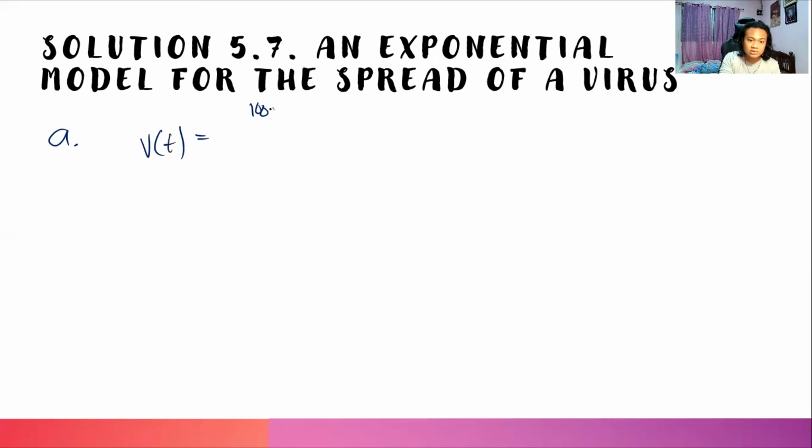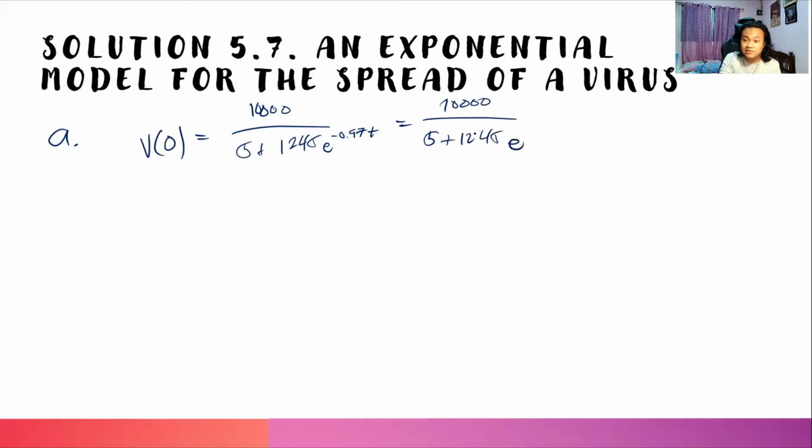This is t. So 10,000 over 5 plus 1,245 e to the negative 0.97 t. Okay? So, let's substitute t with 0. Right? So, you have 10,000 over 5 plus 1,245 e to the negative 0.97 times 0, which is equal to 0. Right? So, e to the 0 is 1. Okay? E to the 0 is 1. So, 1 na rin siya.